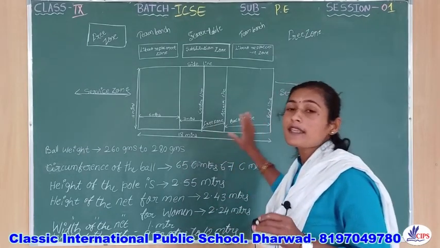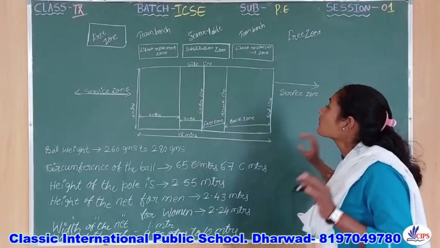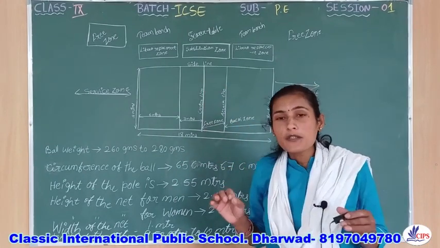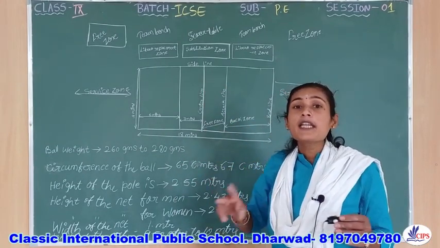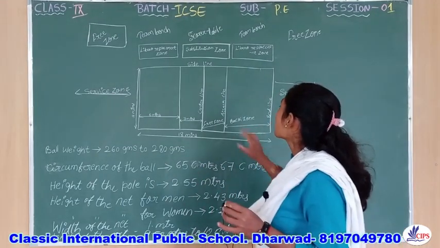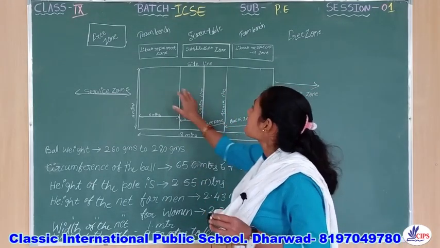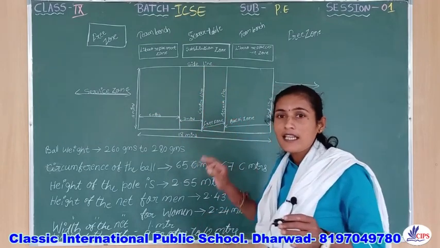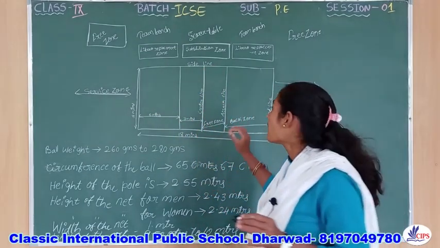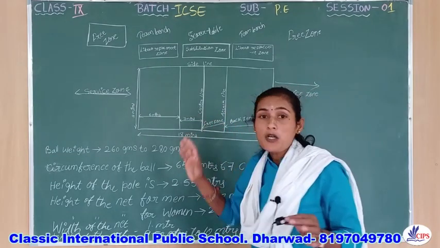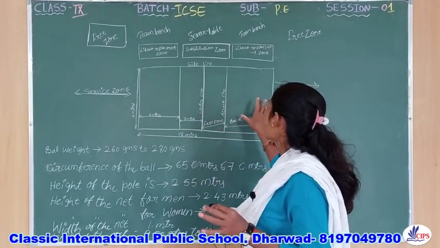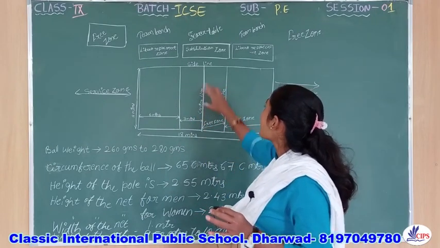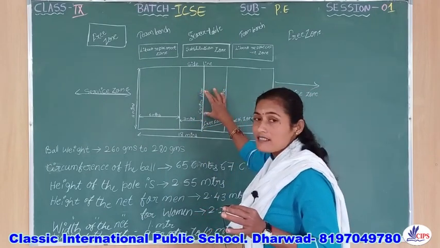Now we will see the names of the lines in this court. This is the center line. The center line is going to divide the court into two parts. This is half court, and this is half court. This line, the name of the line, is the center line.